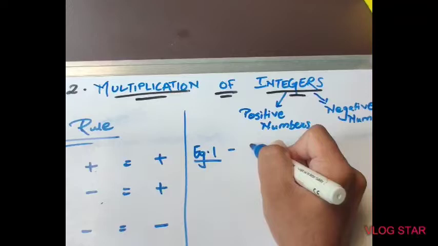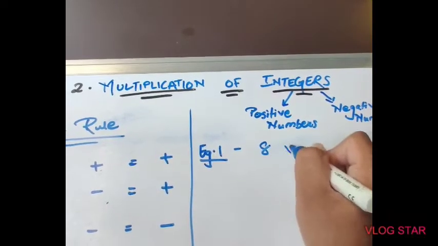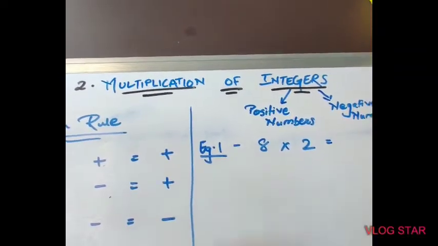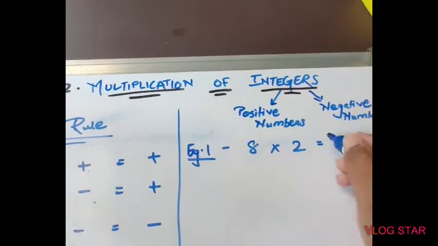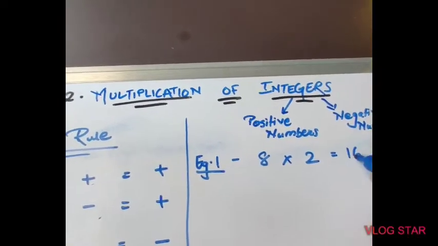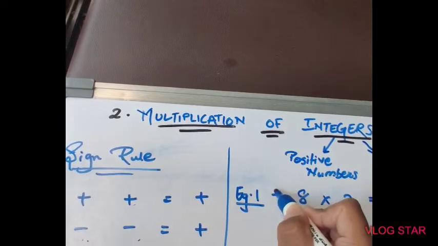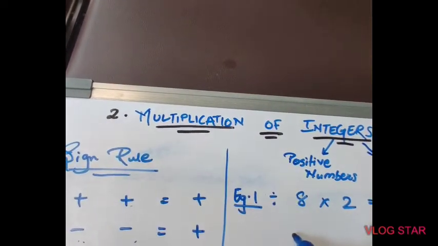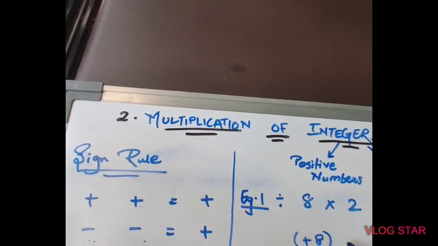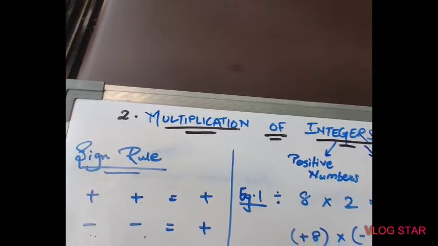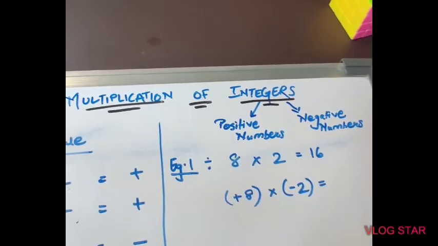If I give you the numbers 8 into 2, what is the simple answer that you get? 8 2s is 16, right? Now what if I put a sign in front of it? Consider I give 8 as plus and 2 as minus. What would be the answer?